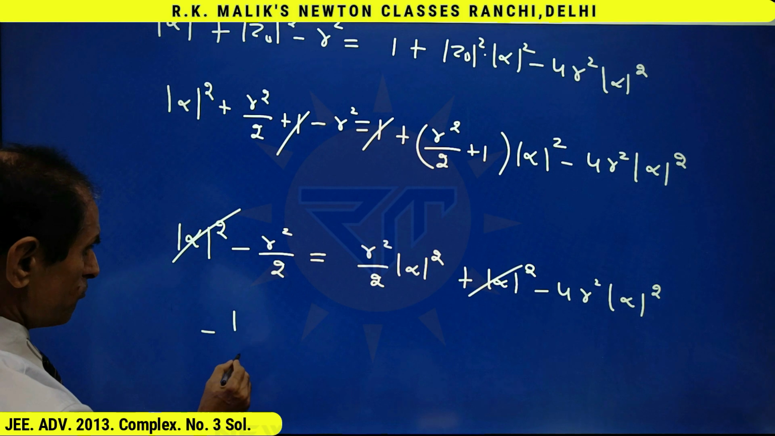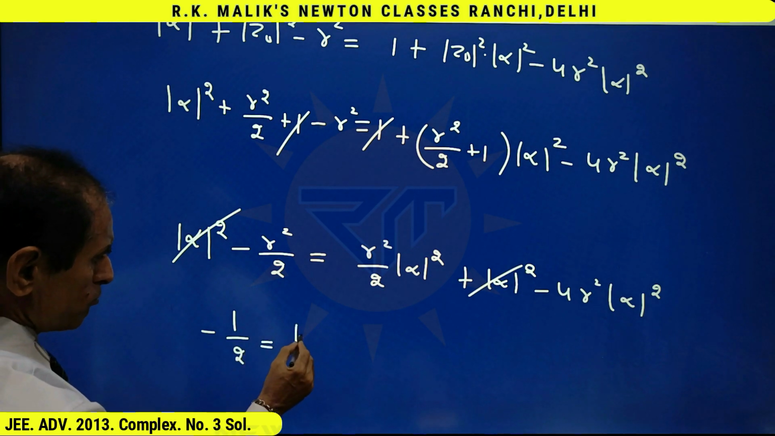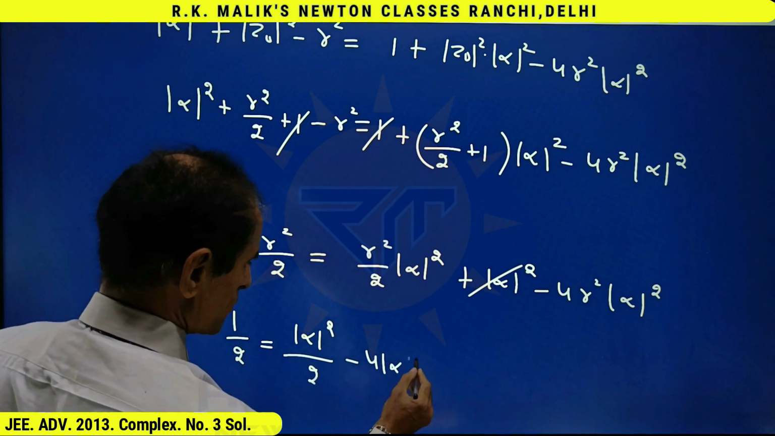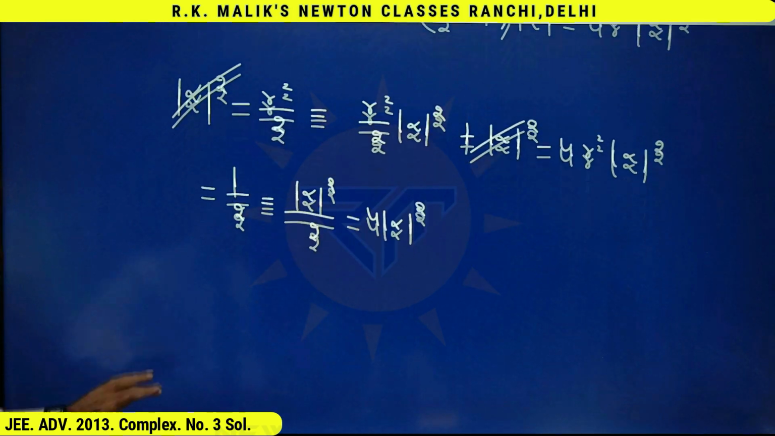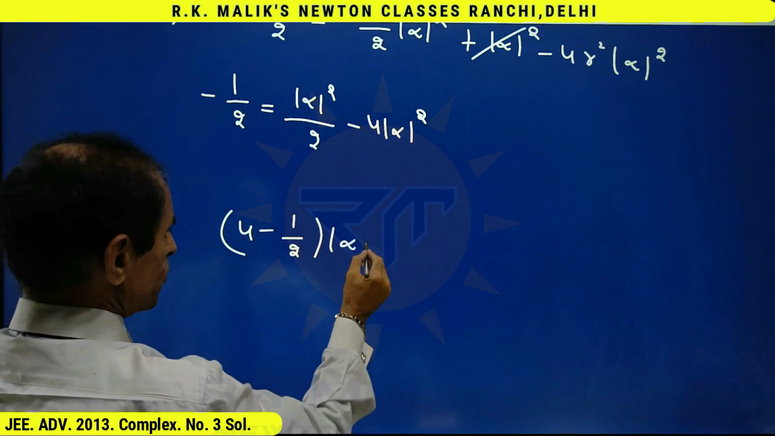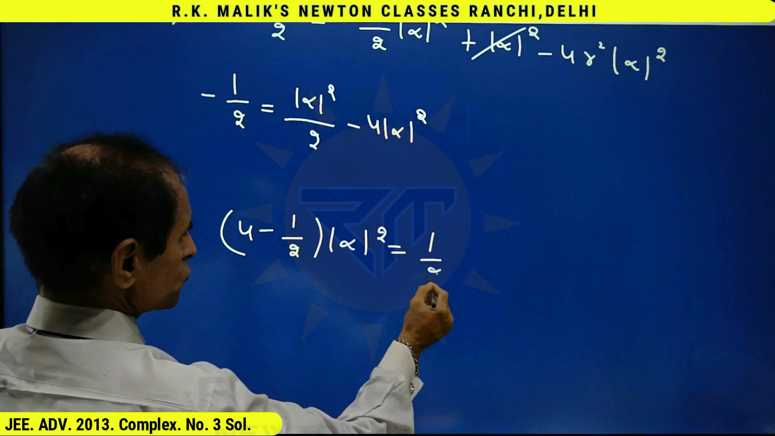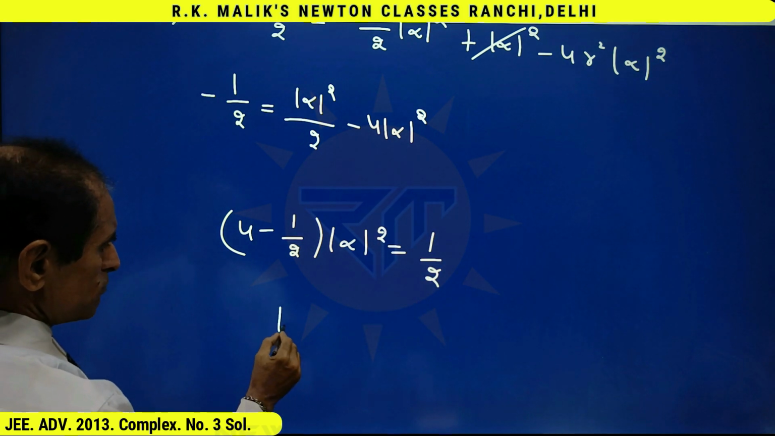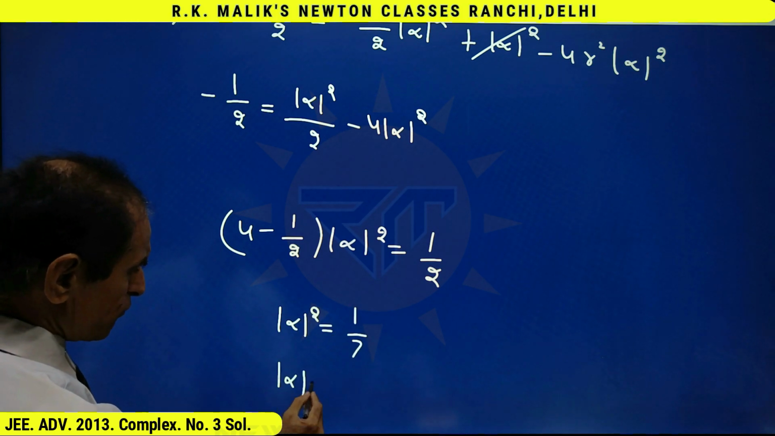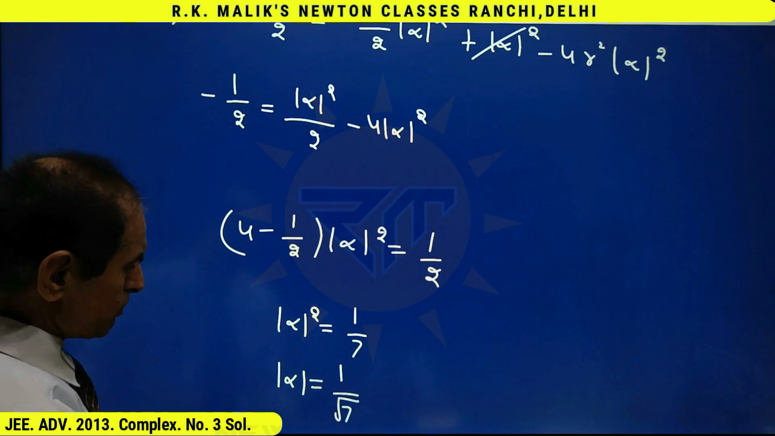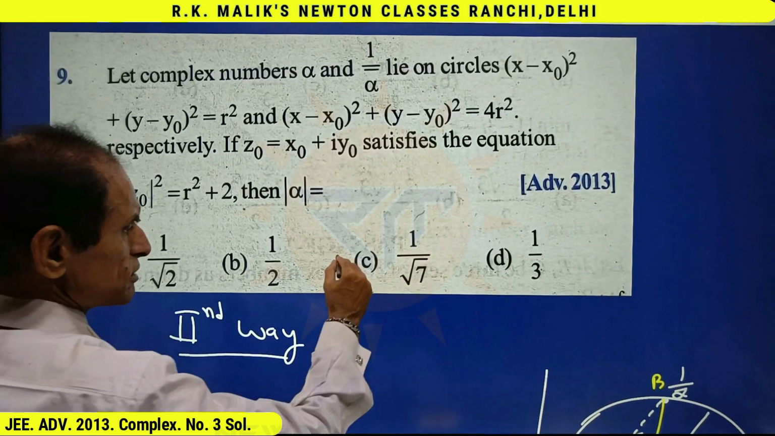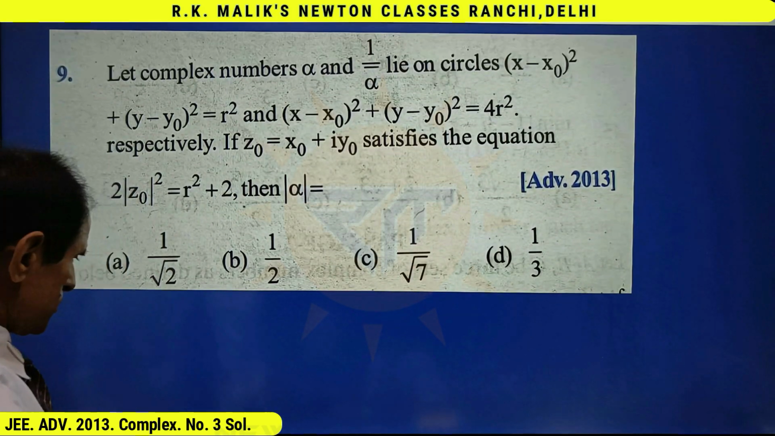I get minus 1 by 2 equal to mod alpha square by 2 minus 4 times mod alpha square. That is, I get 4 minus 1 by 2 into mod alpha square equal to 1 by 2. That is, mod alpha square equal to 1 by 7. Hence I get mod alpha equal to 1 by root 7, which I had got in previous way also. Hence C becomes the correct choice.